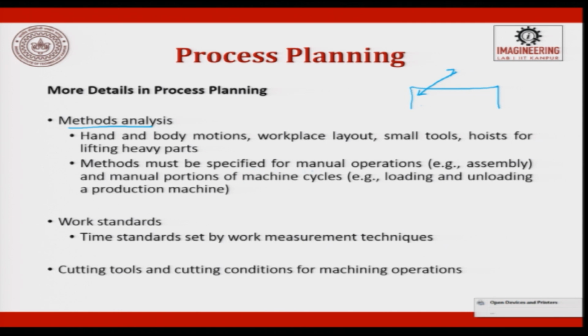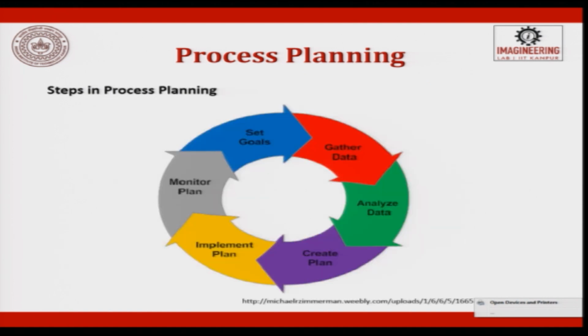Method must be specified for manual operations, for example assembly, and the manual portion of the machine cycle, loading and unloading, has to be all done. So this person will also talk about whether to automate a machine, and while automating the machine, what are all the operations the machine will do. Then a work study will be done to measure the efficiency of the operator, which will lead to cycle time for every process. And then cutting tools and conditions for machining. If you look at it, these are the steps in a nutshell you will be doing.